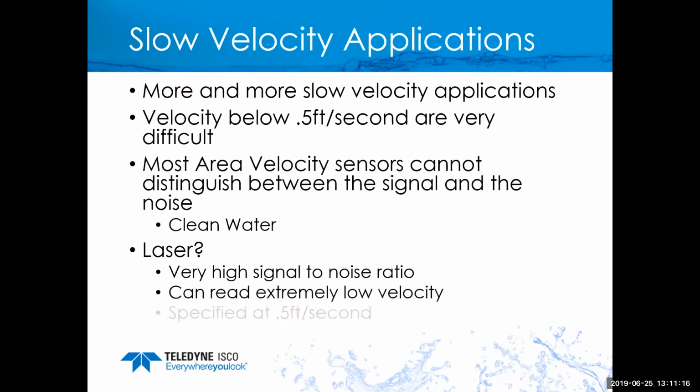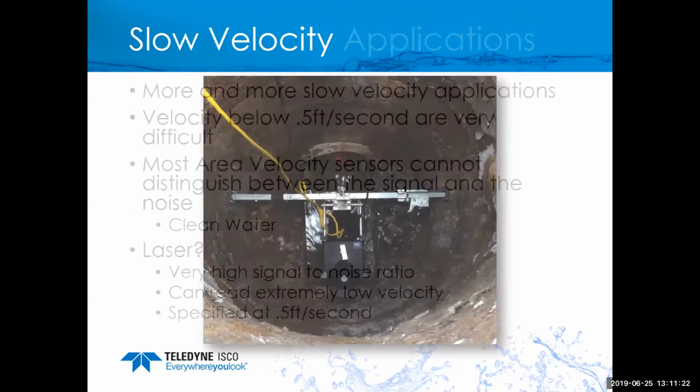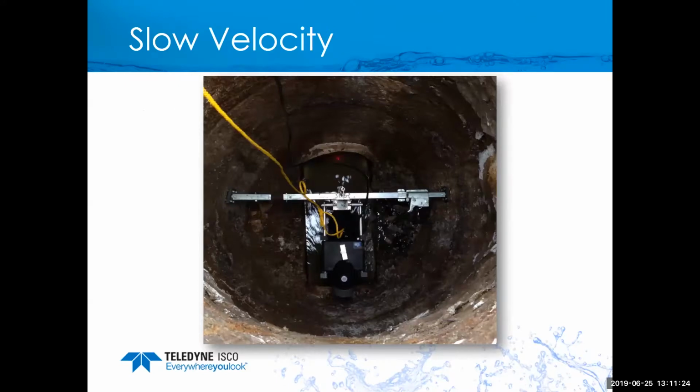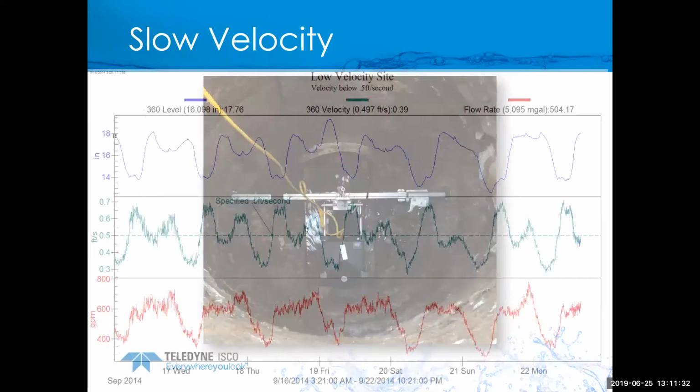And we can read extremely low, extremely slow velocity. Again, our spec is a 1/2 foot per second. There's a shot right there to kind of show you what a laser looks like in a very slow moving application. We don't need surface ripple to get readings.